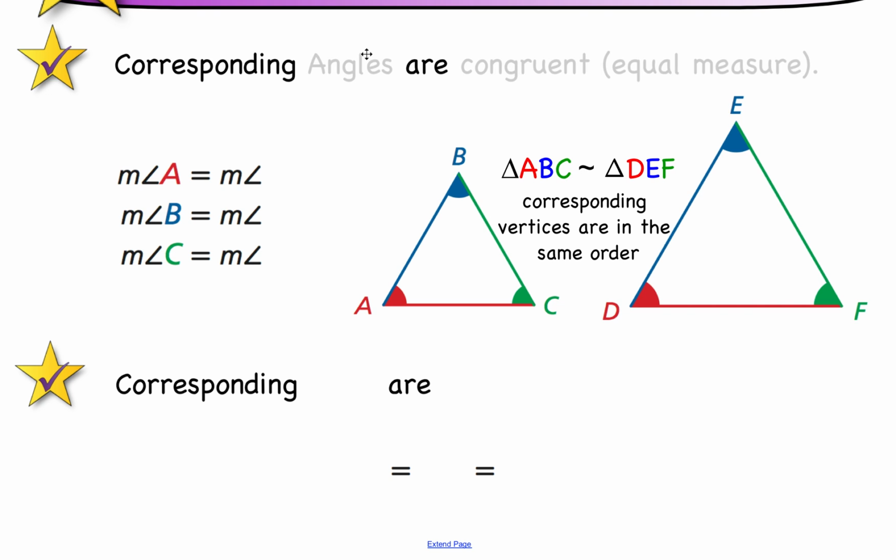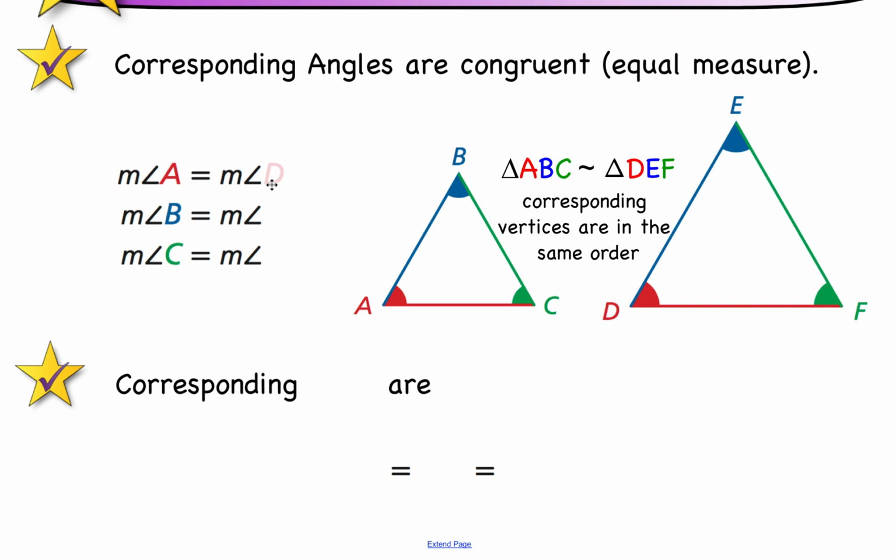The first one is that corresponding angles are congruent. And what I mean by congruent is that they're equal in measure. So for instance, the measure of angle A right here corresponds to angle D. Notice the way that we represent similar figures is with this little symbol right here, and the order of the letters is significant. Since A comes first, it corresponds to D, B corresponds to E, and C corresponds to F. So those are the angles that correspond to each other or are congruent to each other.